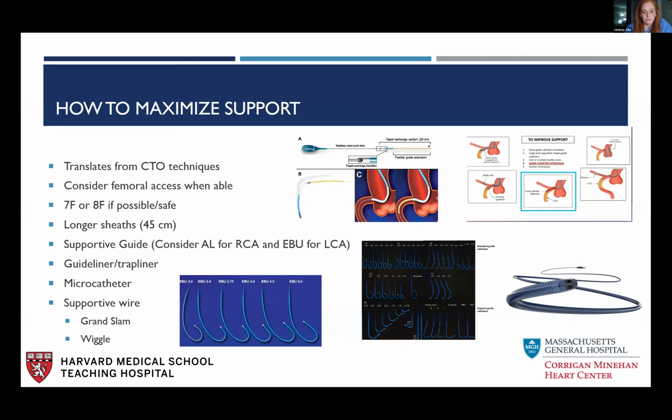A lot of these are translated from CTO techniques. So consider femoral access when able, 7 or 8 French guide when possible, longer sheaths, 45 centimeters, which we do in a lot of our femoral cases now. If there's any arterial or aortic tortuosity, supportive guides like an AL that we use in our RCA or EBUs for left coronary, GuideLiner or Trapliners, supportive stiff microcatheters such as the MCath that we used, and supportive wires, Grand Slam and Wiggles.